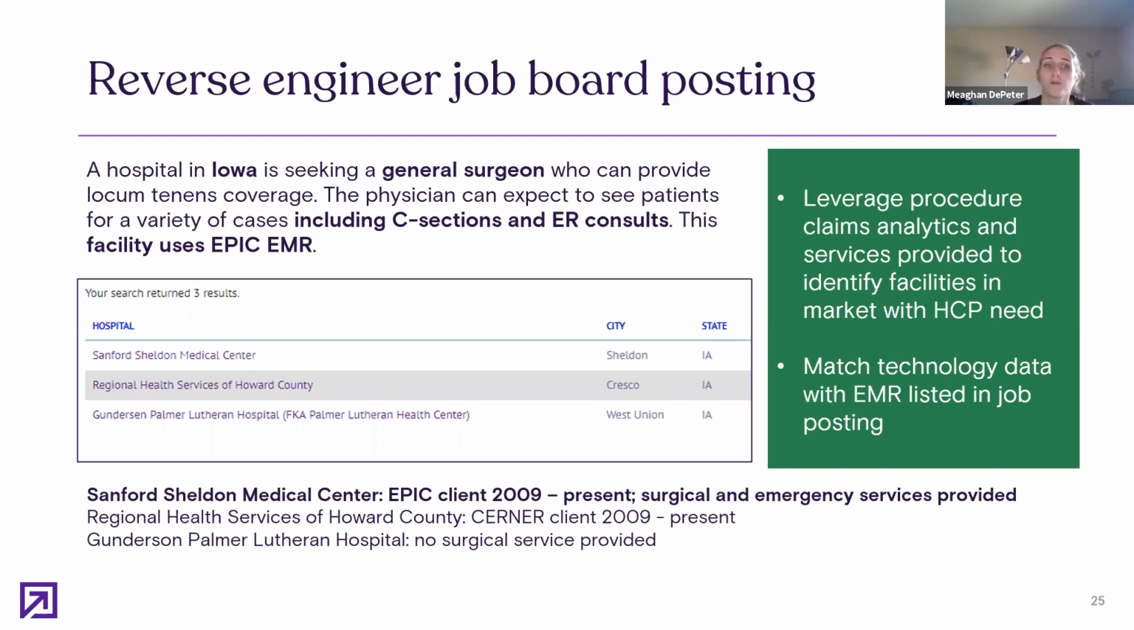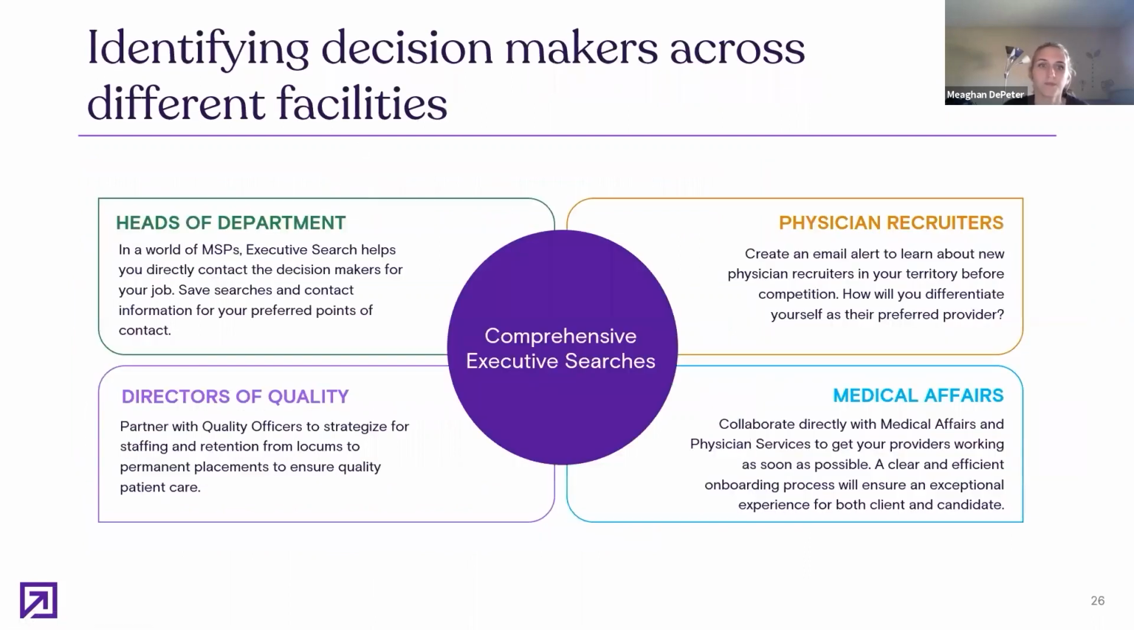And after determining opportunities, it's about reaching out to the right people. And Definitive Healthcare has comprehensive executive searches. In the world of MSPs, the executive search helps you directly contact the decision makers for your job. You are able to save searches and contact information for your preferred points of contact. In Definitive Healthcare, you can create an email alert to learn about the new physician recruiters in your territory before the competition.